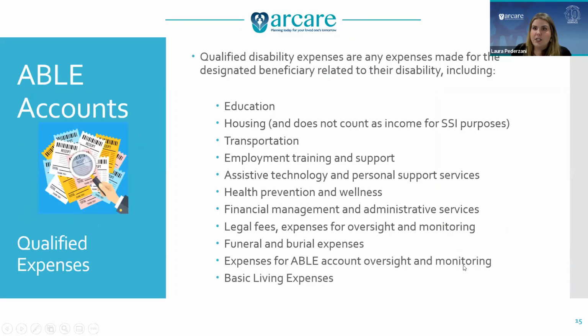So we just talked about anything used for a qualified expense. So let's talk about what a qualified expense is. What can you use your ABLE account for? Qualified disability expenses are any expenses made for the beneficiary related to their disability. So this also includes education. It also includes housing expenses. And let's point out, this does not count as income or in-kind support and maintenance for Social Security purposes. We're going to get into that a little bit later here. Transportation expenses, employment training, financial management, legal fees, prepaid funeral burial expenses, any expenses for ABLE account oversight, and basic living expenses.